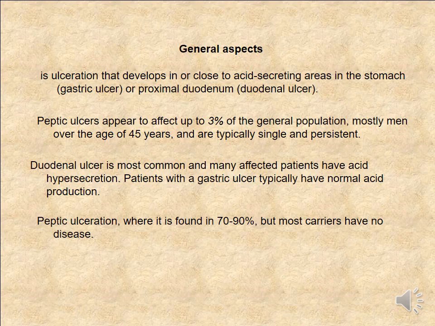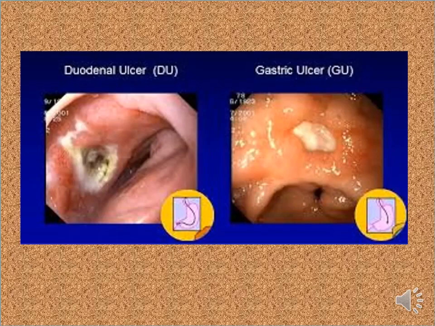Helicobacter infection is found in 70–90% of peptic ulcer patients, but most carriers have no disease, the asymptomatic condition of the peptic ulcer. This figure shows the duodenal ulcer within the duodenum and the gastric ulcer within the stomach.